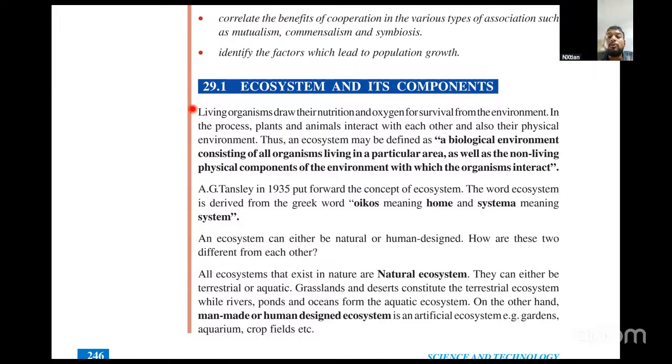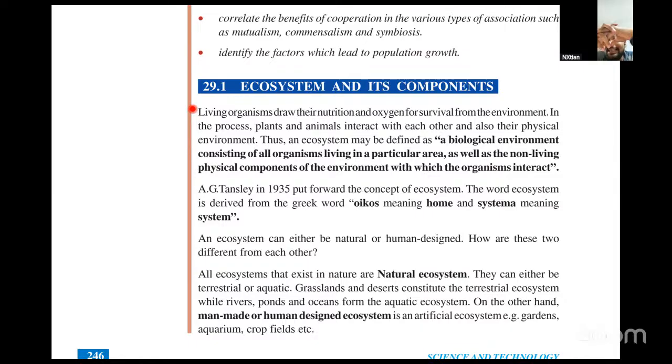Now if you go to the aquatic ecosystem, it's water, the availability of dissolved oxygen, and its animals. So there's their interaction between the abiotic components and the biotic components. Biotic means living organisms, and abiotic means non-living things, like water and temperature. There's an interaction between them, and that is called an ecosystem.